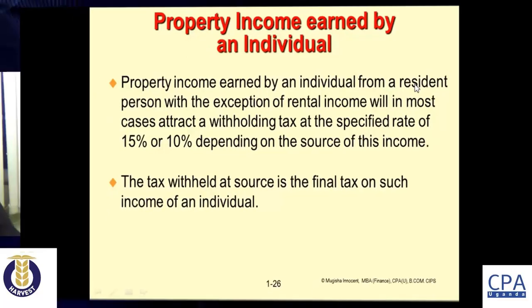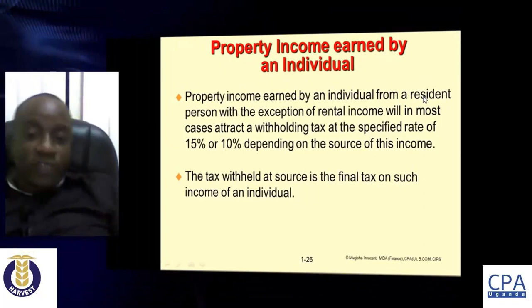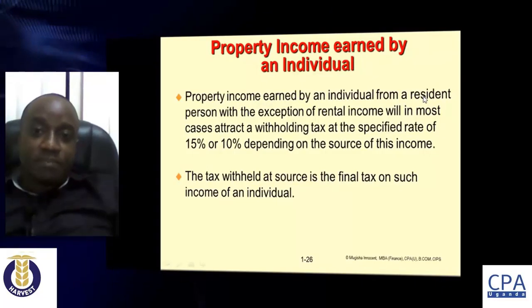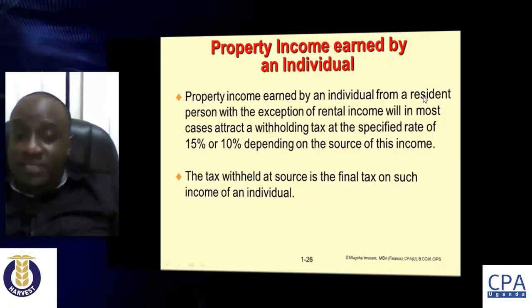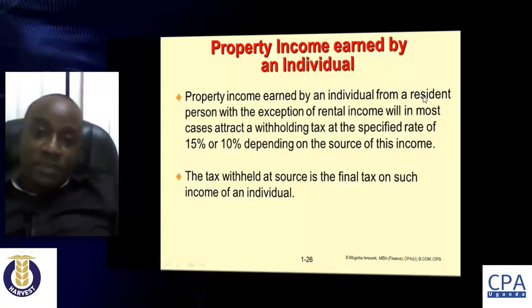So remember, the human being is you. So you've earned property income. Remember the property income I talked about: dividends, interest, rents, natural resource payments. So you have earned the property income from a resident person. Remember the definition of a resident person. We have talked about this in our previous lecture. We have said that a resident person can be a resident individual, a resident company, or a resident partnership, and these have been clearly defined.